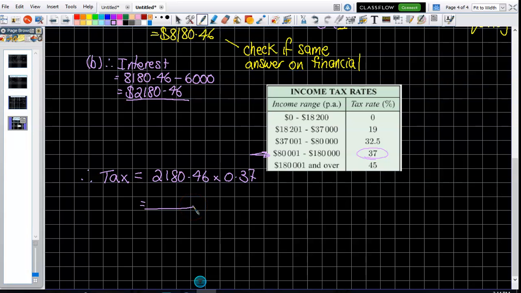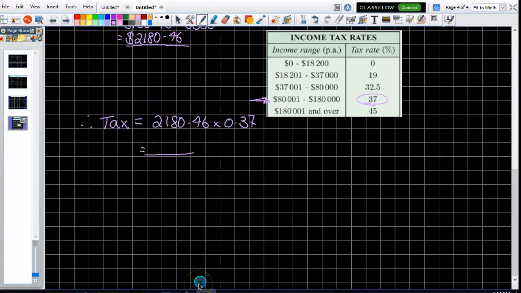Last lesson we looked at, what then is your after tax return? Can I finish this first and then we'll get to it? Right, so we go 2,180.46 times 0.37. 808.77, that's how much tax they had to pay.